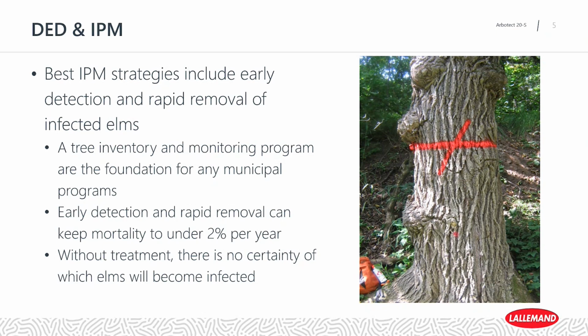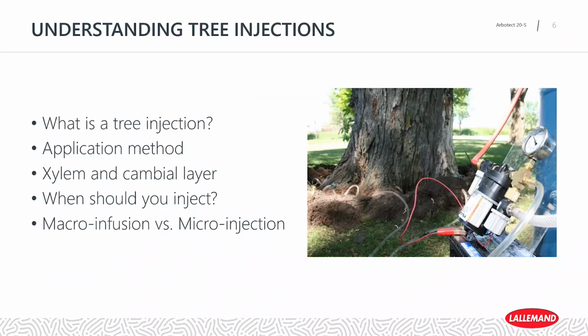And another part could include controlling the vector, the elm bark beetle, perhaps with the use of a basal bark spray. Now, tree injections are part of an IPM approach to manage tree pests that use cultural, biological, physical, or chemical methods. Now, the choice of the method is always made to reduce pest populations to what we call an acceptable level. The aim is also to minimize economic loss and ecological damage from the pest, while choosing a method that will be effective and have a minimal impact on the environment.